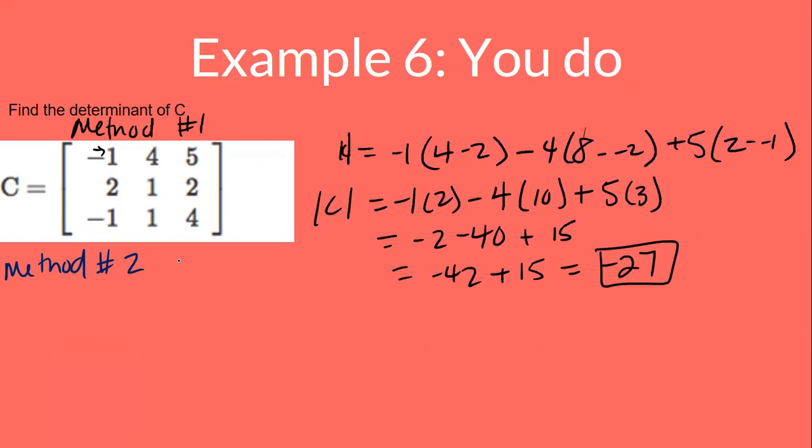All right, method number 2, you added columns 1 and 2 onto the end. And then you multiply along the diagonals. So you have 1 times 4, and that gives you 4. Plus 4 times 2 times -1, that gives you -8. Plus 5 times 2 times 1 gives you 10.